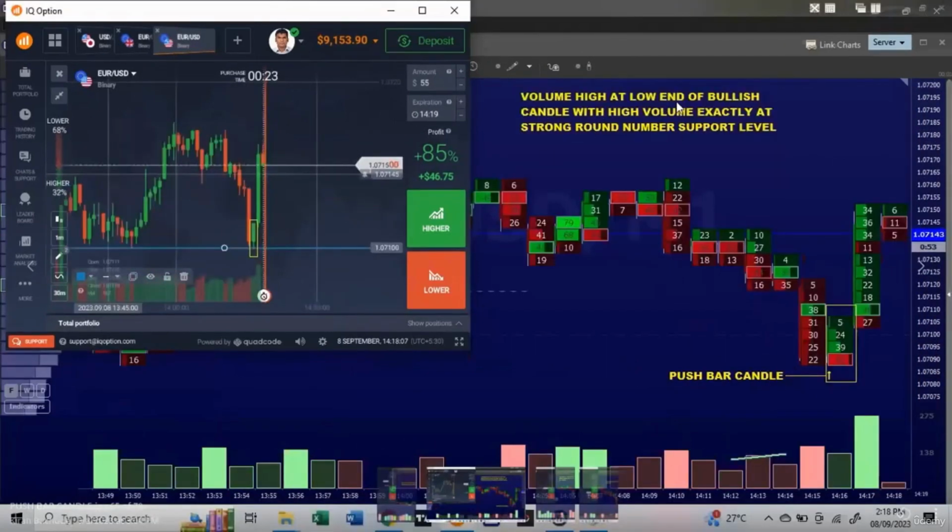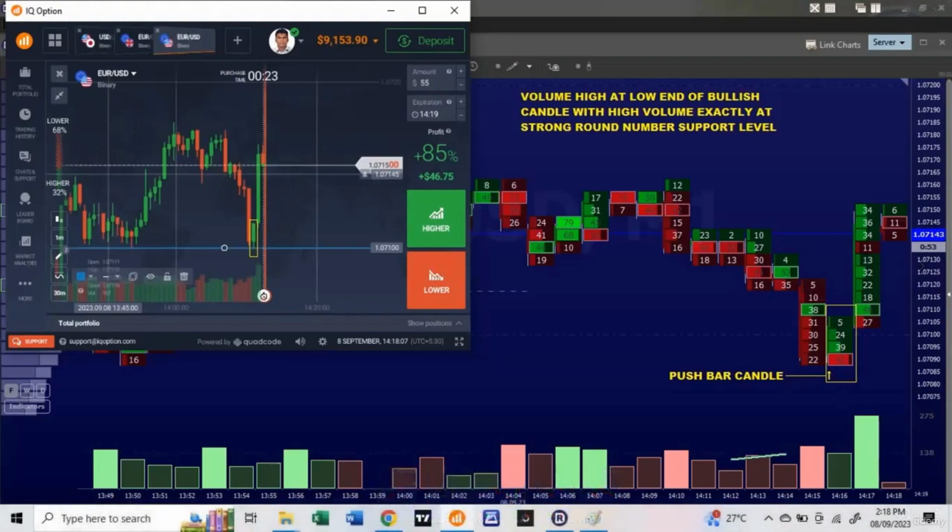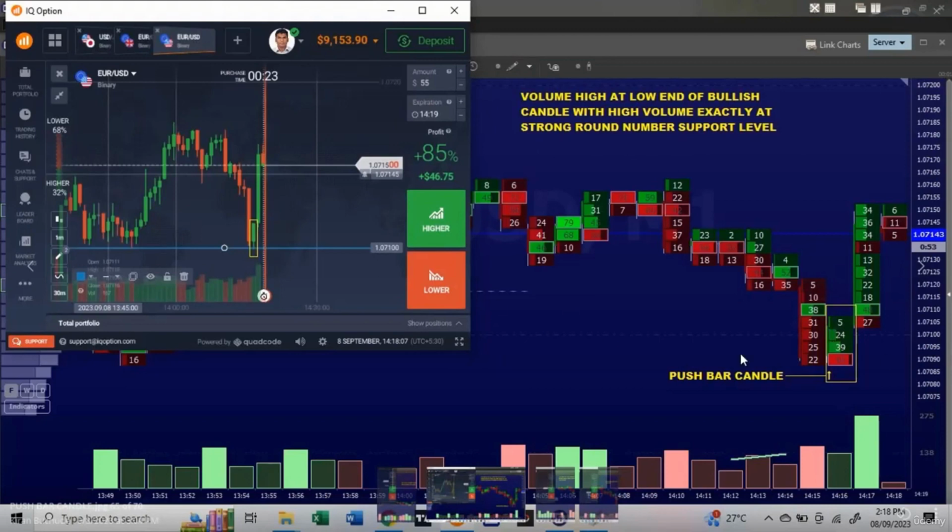Here, volume is high, at the low end of a bullish candlestick with high volume. It's exactly at the strong round number support. Which one? This one. 65. Okay. 65 volume, this one. So when this candlestick volume is 65, observe this area.